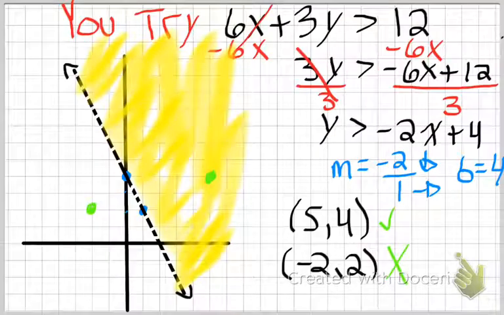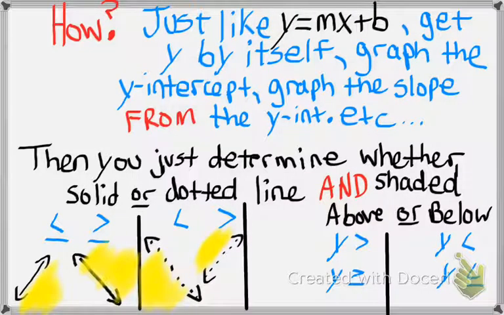It's just like regular linear equations. So get y by itself, graph the y-intercept, graph the slope. Then just decide: solid line, dotted line, shade above or below. And that's the main idea of everything you've got to do for each of these questions.